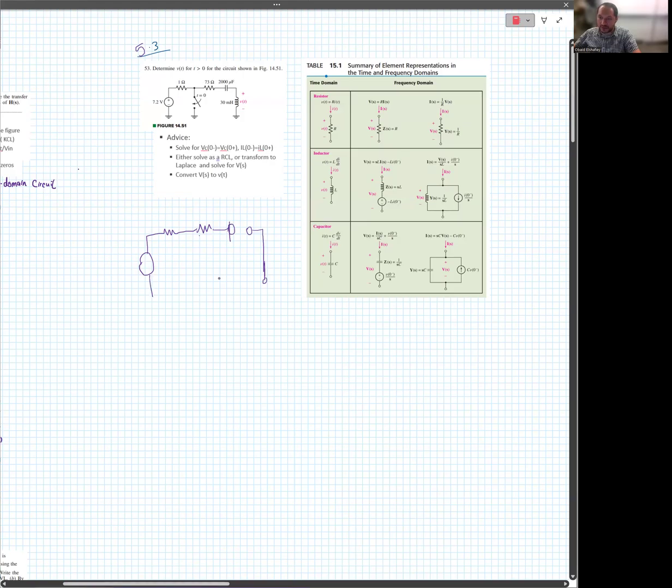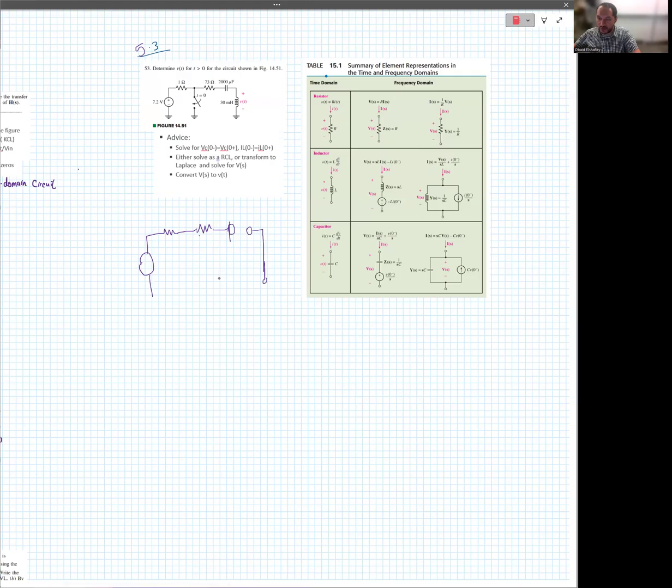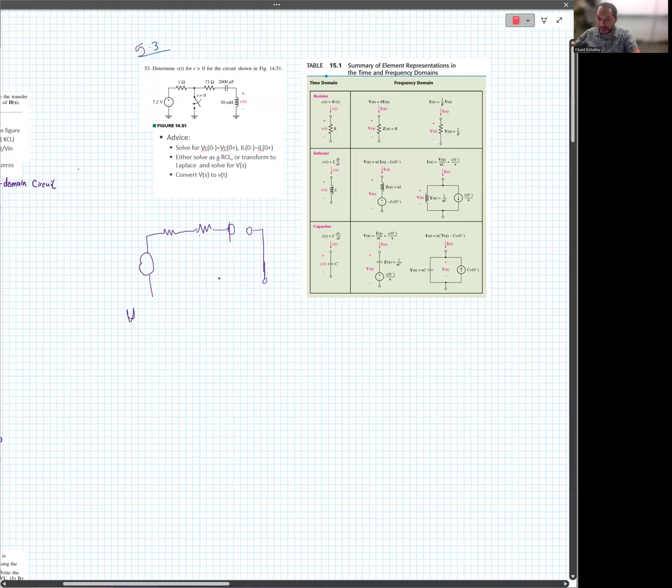So initially, since this is ground and all of the current is passing to the capacitor, the voltage across the capacitor will be equivalent to the voltage here, which is 7.2. So V_C(0-) equals 7.2 volts.